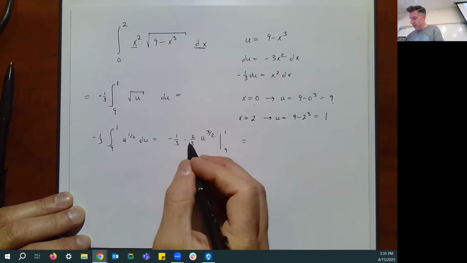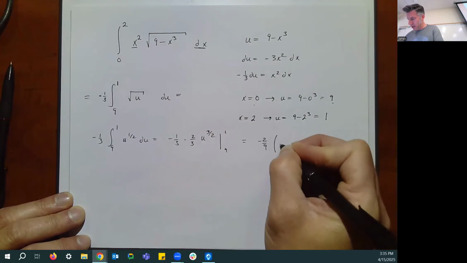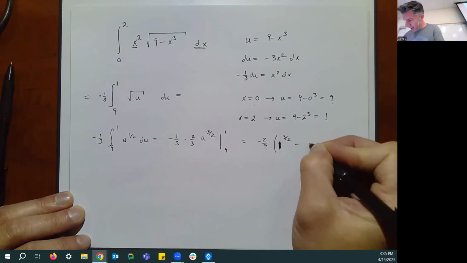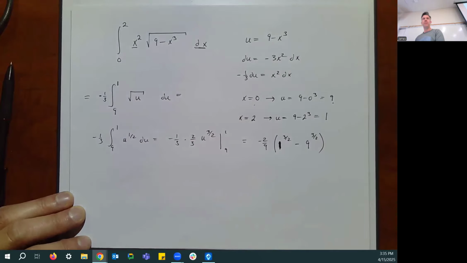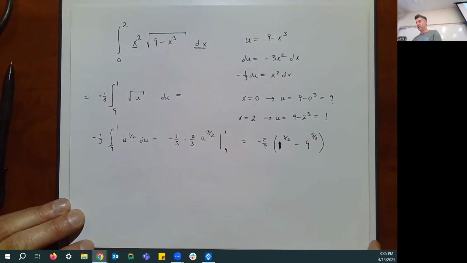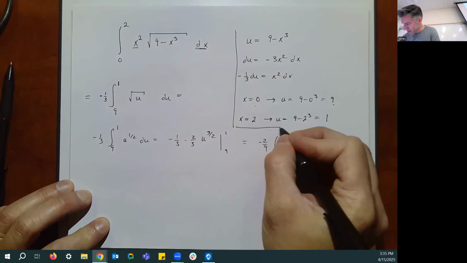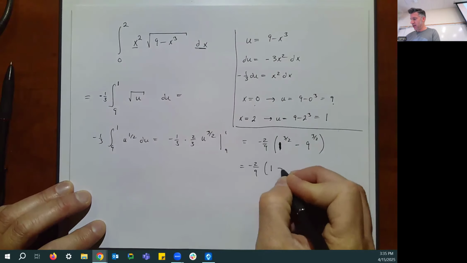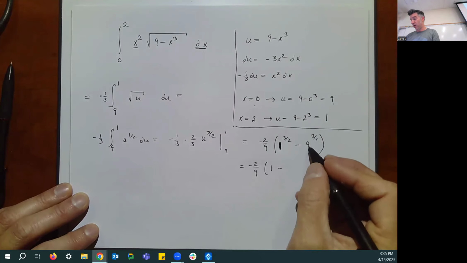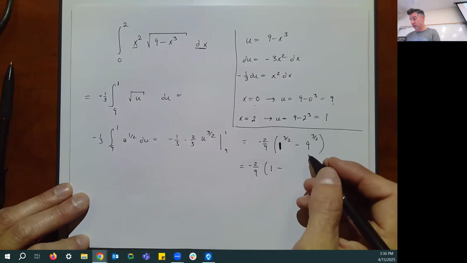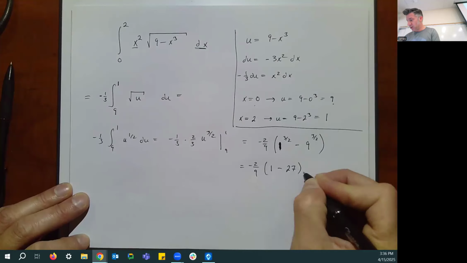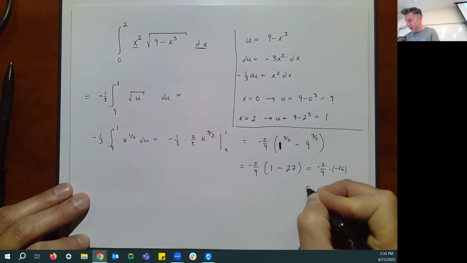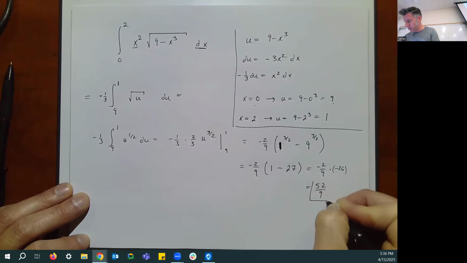That's going to be negative 2/9 times 1, you plug in 1 first, to the 3/2 minus 9 to the 3/2, which I would simplify, because we can. Negative 2/9 times 1 to any power is 1. 9 to the 3/2 power is the square root of 9 cubed, which is 3 cubed, which is 27. So we end up getting negative 2/9 times negative 26, which is positive 52/9.